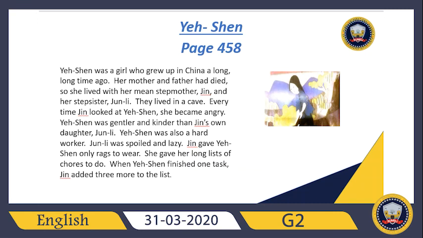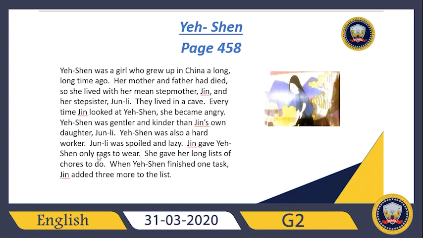Yishen was a girl who grew up in China a long time ago. So she was living with her stepmother Jin and Junli. They lived in a cave. The stepmother did not like Yishen. Yishen was gentler and kinder than Jin's own daughter Junli. Yishen was a hard worker. Junli was spoiled and lazy. Jin gave Yishen only rags to wear.